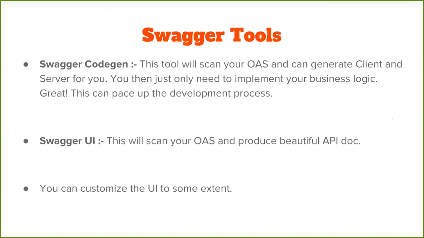The two most important tools that the Swagger framework provides are Swagger CodeGen and Swagger UI. Once you have an OpenAPI specification, you can use Swagger CodeGen, which will scan your OAS and generate a client or server, whatever you want. You just fill in the stubs or boilerplate code that is generated, write your business logic, implement it, and you are done. It can speed up development, as you need not write from scratch.